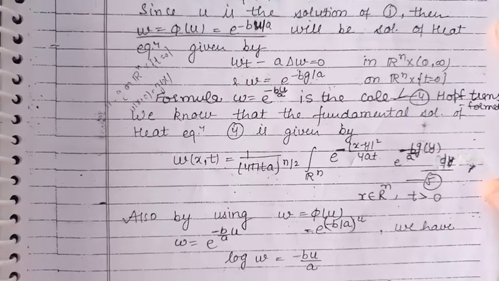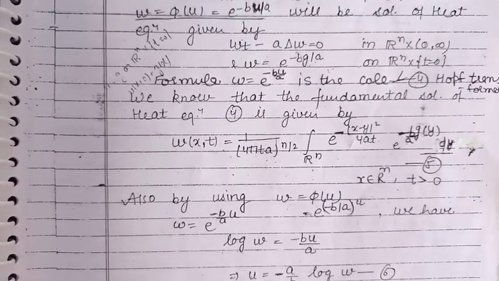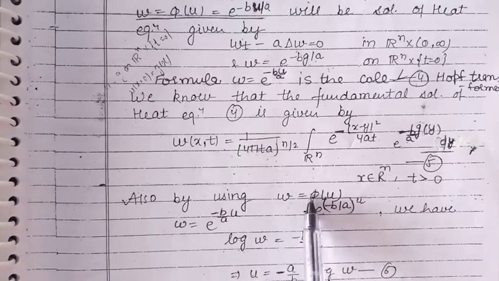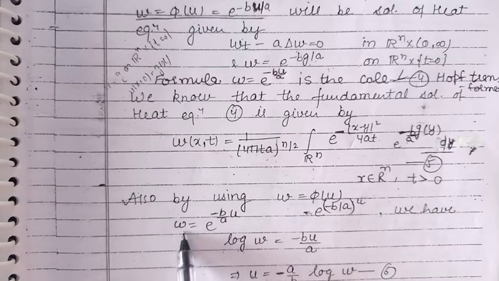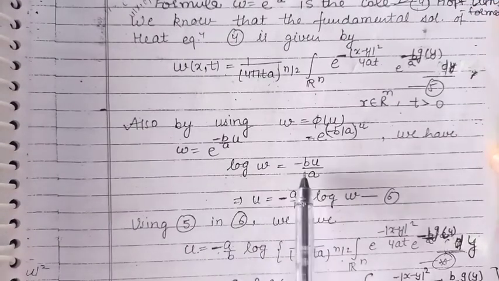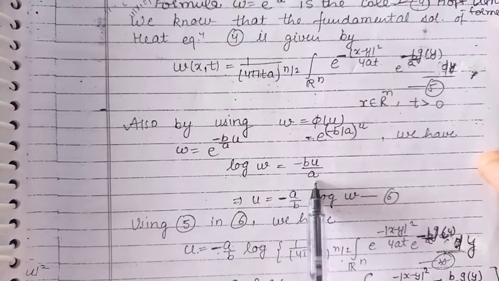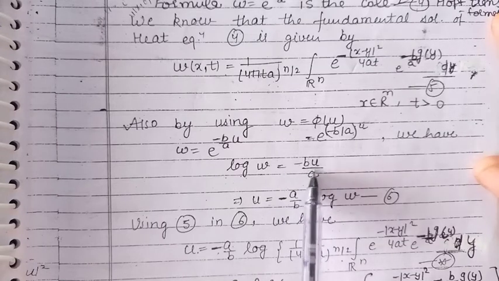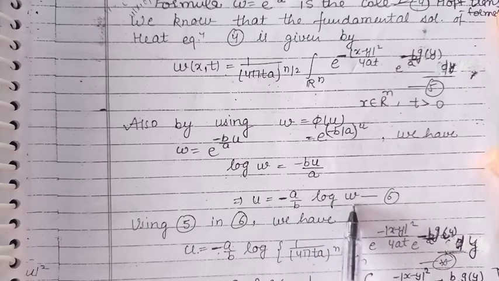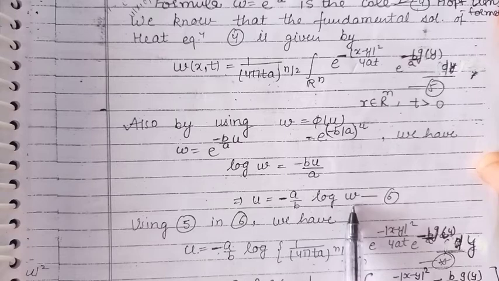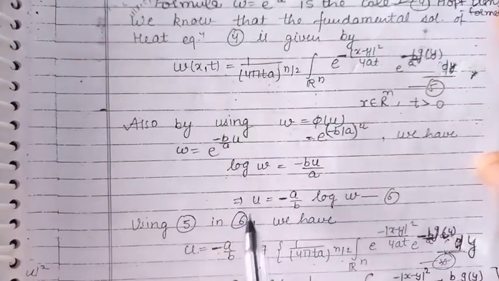Now, because we have to find the value of u, and w we have defined as phi at u, we can write w is equal to e raised to the power minus bu upon a. Taking log on both sides, we get log of w is equal to minus bu upon a. From here, we can find the value of u, which is given by minus a upon b into log of w. Now, we can substitute the value of w from equation 5 here.